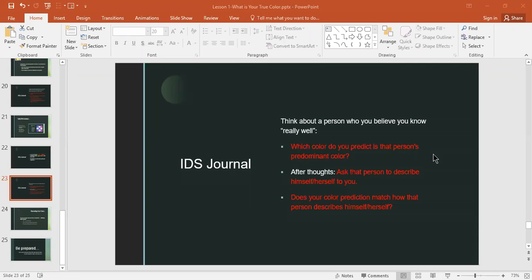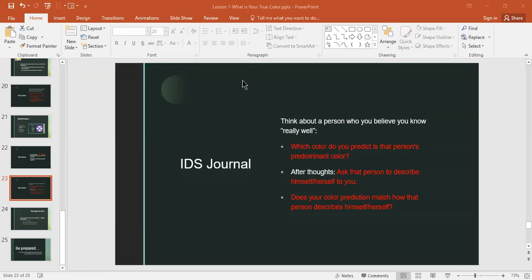And then you're going to do follow-up questions, because obviously this person might not be next to you at the moment, but you're going to ask that person to describe himself or herself to you. And then you're going to tell me, does that color prediction match how the person described himself or herself? If you think it can be an IDS student, let me clarify that. Yes, Sarai, it can be an IDS student, but make sure it's not someone that you already know the color for, right? So if you already know their color, don't use them. If you don't know their color, then they're fair game, okay?